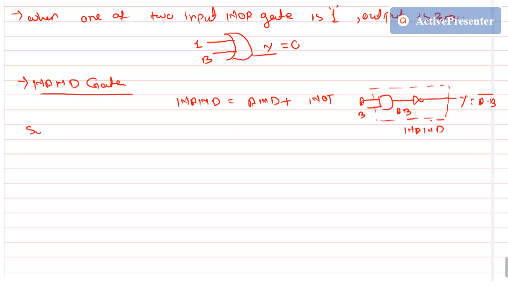So the symbol of NAND gate is, what is the symbol? You just draw an AND gate first, then you put a NOT here, and it will become your NAND gate, and the output will be Y equals to A dot B bar.